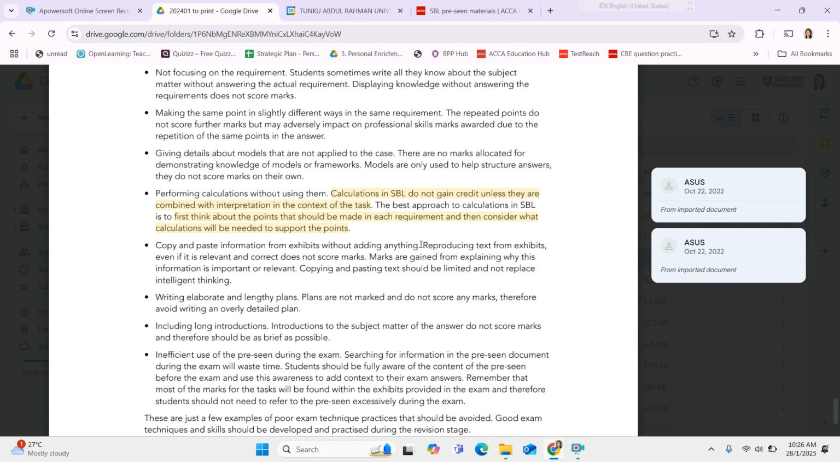Okay, copy and paste information from the exhibit without adding anything. We don't do that. Definitely, we don't do that. Even though now you can just click Control C and Control V, we don't bluntly use the words in the exhibit, because this will give your examiner an impression that you are copying. So we will usually code it. Like, we understand what is happening in the company, and when we answer the questions, we will code it only. We will not copy exactly the same.